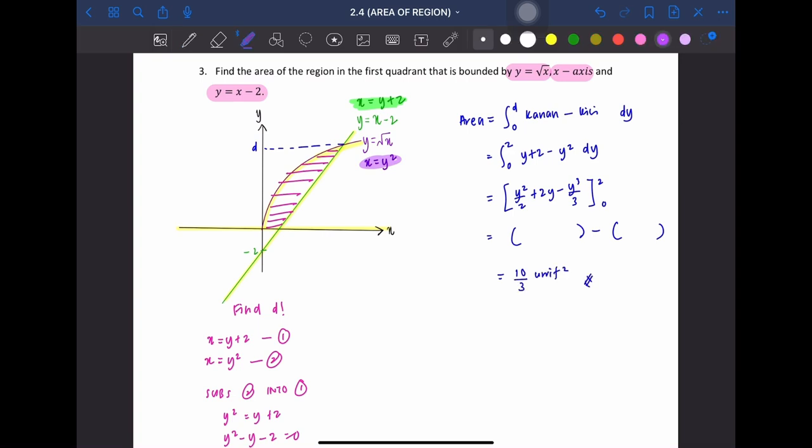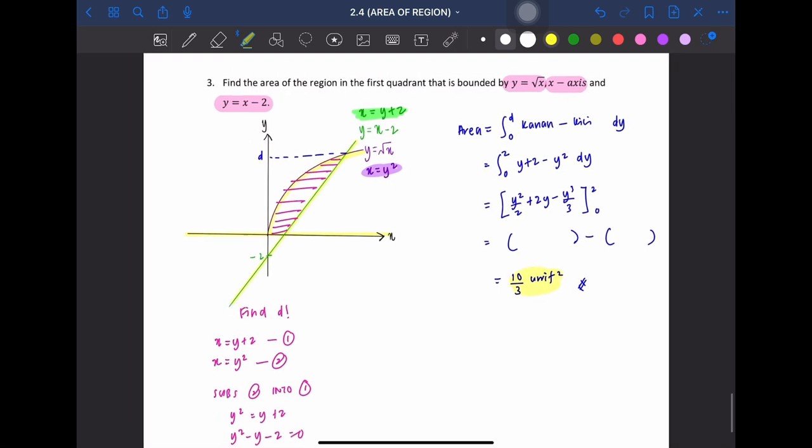Okay, that's it. So we have done the area of region from chapter 2.4. So that's it for area of region.